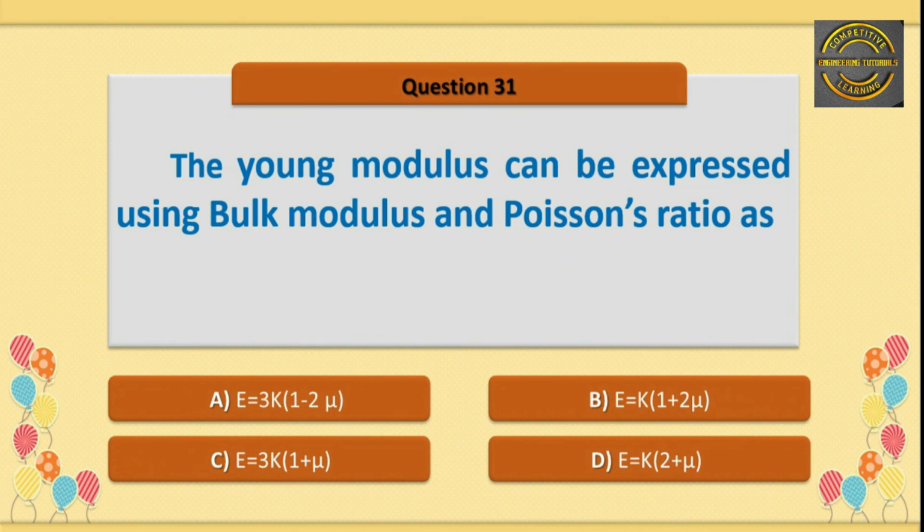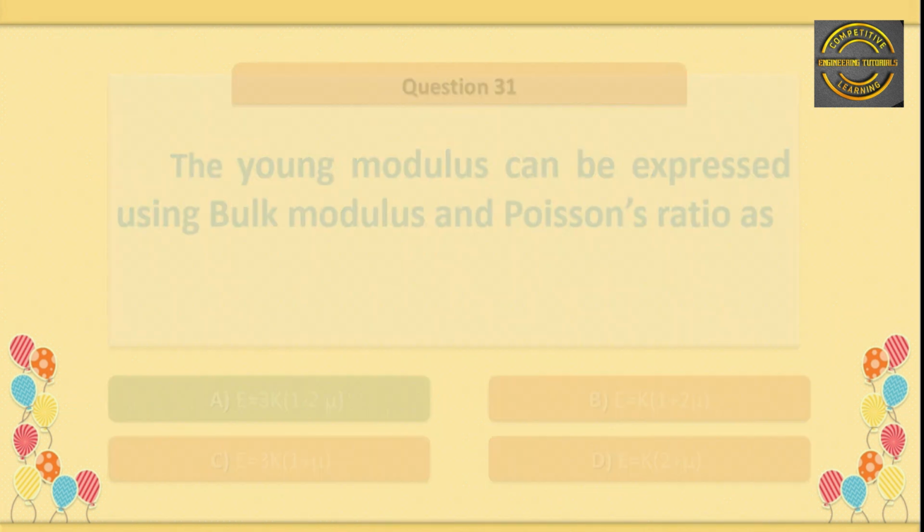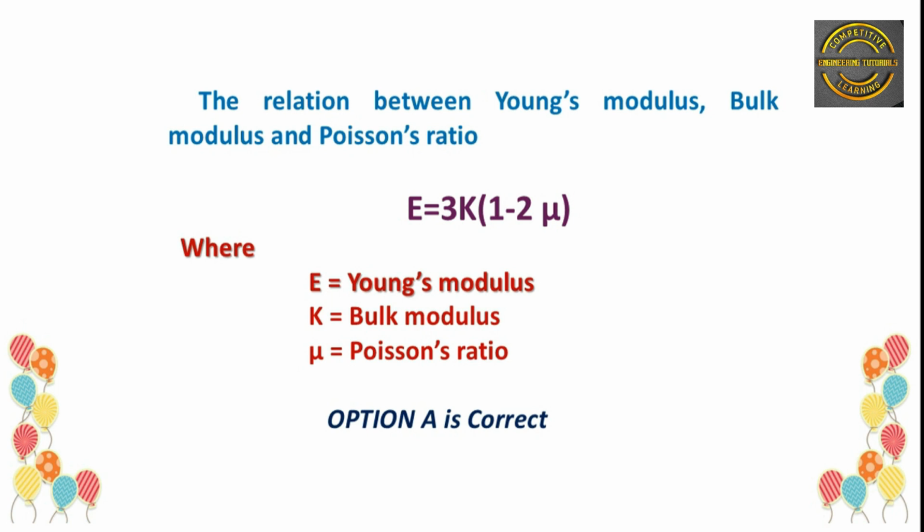Question number 31. The Young's modulus can be expressed using bulk modulus and Poisson's ratio as option A is correct, E equal to 3k into 1 minus 2 mu. Here this one is the explanation. The relation between Young's modulus, bulk modulus and Poisson's ratio is E equal to 3k into 1 minus 2 mu, where E equal to Young's modulus, k equal to bulk modulus and mu equal to Poisson's ratio. Option A is correct.